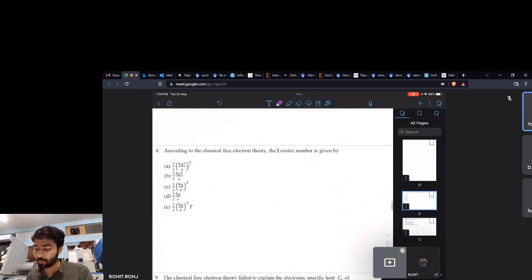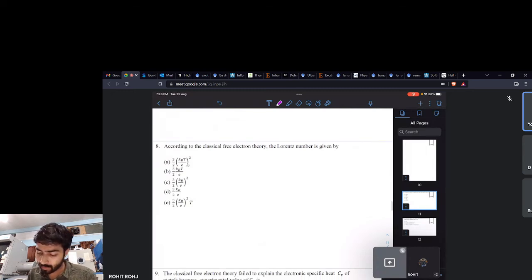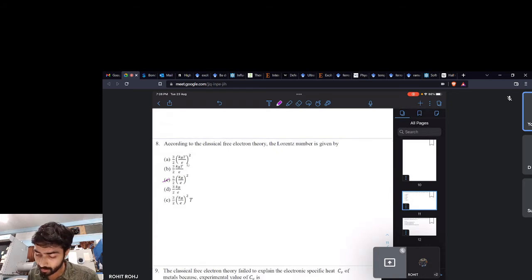Then moving to the next question. The classical free electron theory Lorentz number, now since this is a straightforward question, the Lorentz number is given by 3 by 2 kB by e squared, by the Wiedemann-Franz law.